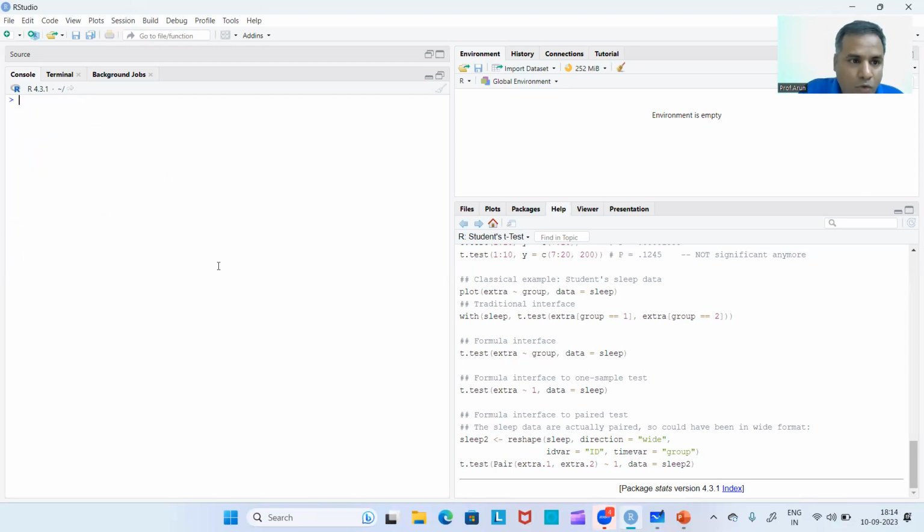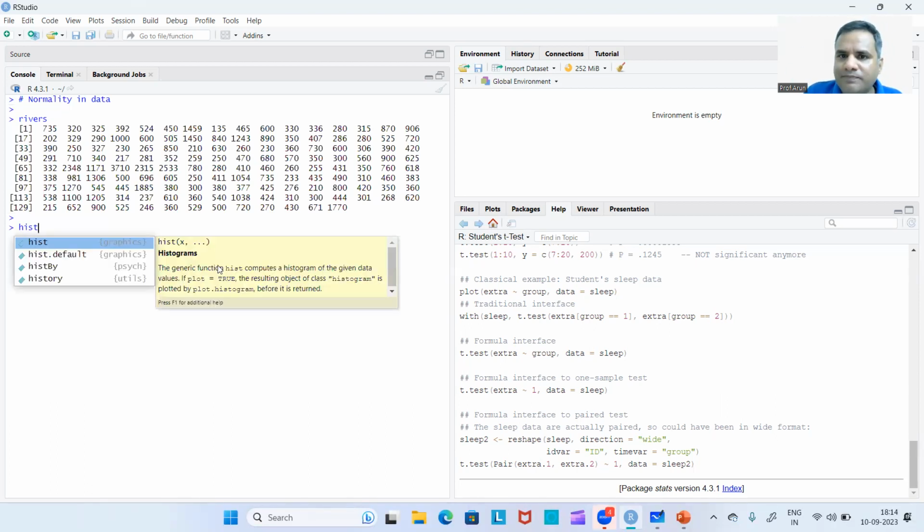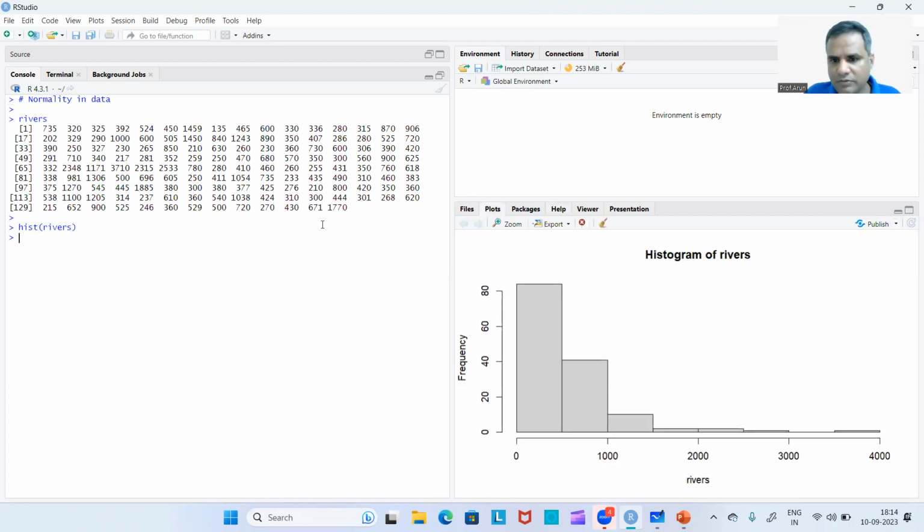Okay. Now how to check the normality in data? I'll show you a lot of methods. Normality in data. How to check the normality in data? ये reverse का data है, ये normally distributed है कि नहीं है? How to check it? The easiest method is, type histogram, बनाओ उसका histogram. Simply type hist and type reverse. Can you see this river? यहाँ पे ये diagram दिख रहा है आपको?